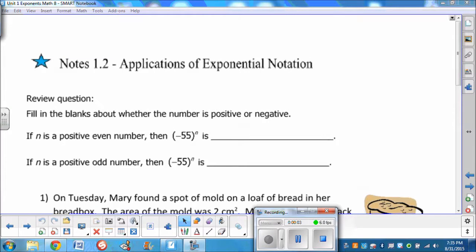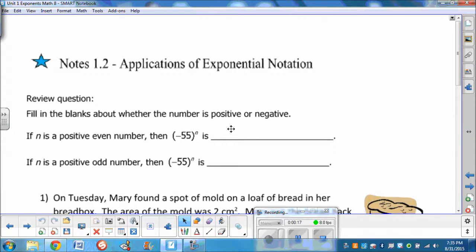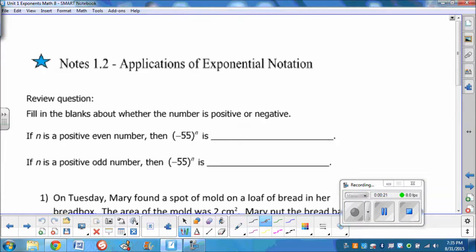Applications of exponential notation. Let's review. If n is a positive even number, then negative 55, in parentheses raised to the n, is also a positive number. So remember, if the exponent is even, the value will be positive.